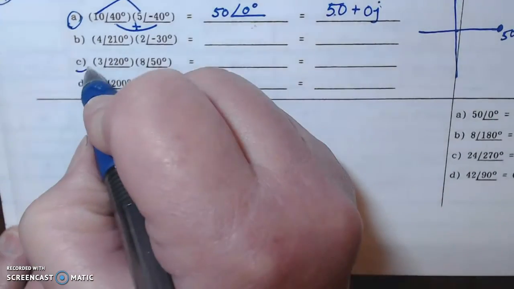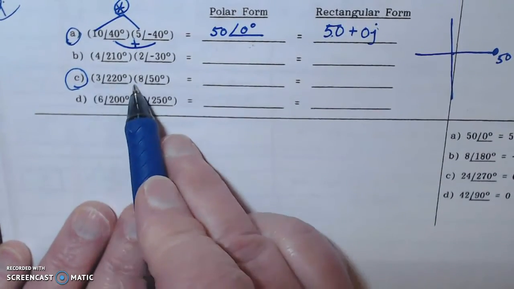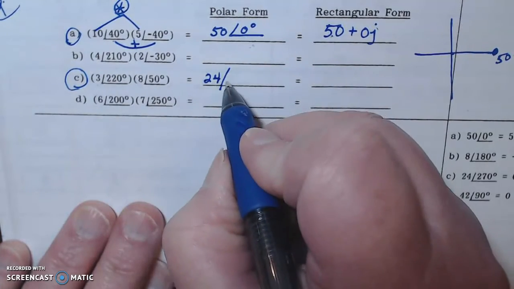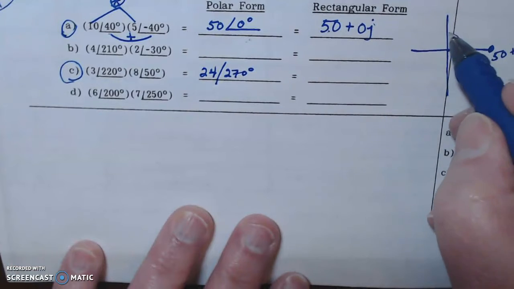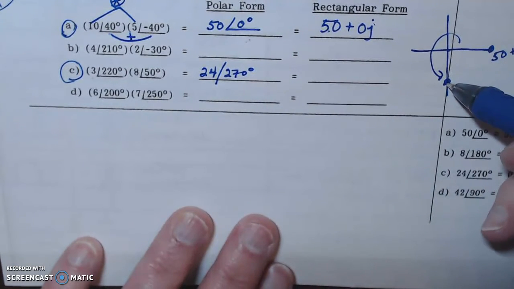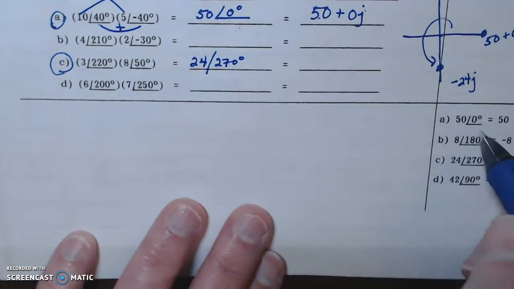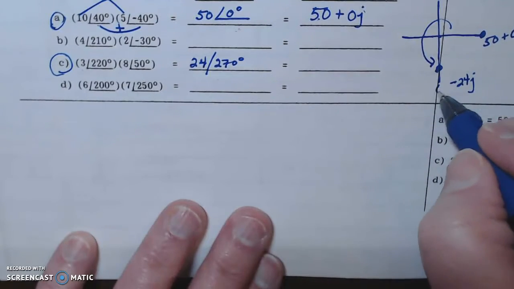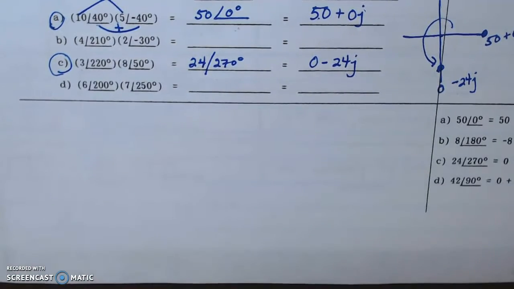Let's do another one. Let's just do C. Okay, so we're going to multiply these two. 3 times 8 we know is 24. 220 plus 50 is 270 degrees. Well, where does that fall? 270 degrees, remember, falls down here. And so that's going to be negative 24 in the j direction or the y direction, but 0 in the x direction. So that converts to 0 minus 24j.